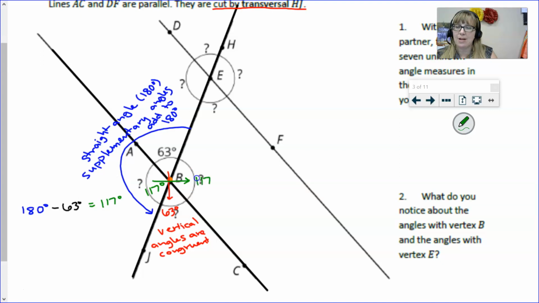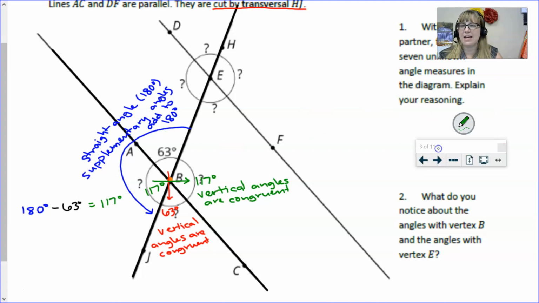And that property is, of course, vertical angles. So yes, I am writing it down once again. Vertical angles are congruent. Now, we've done the hard part. We have answered all of these questions, figuring out all of these angles that share vertex B.